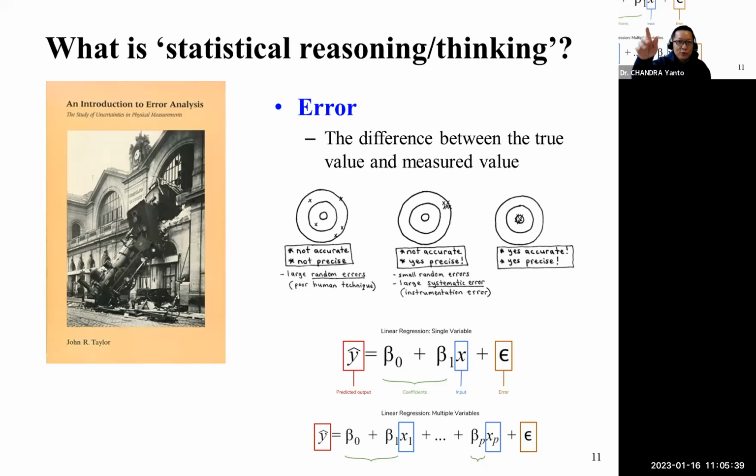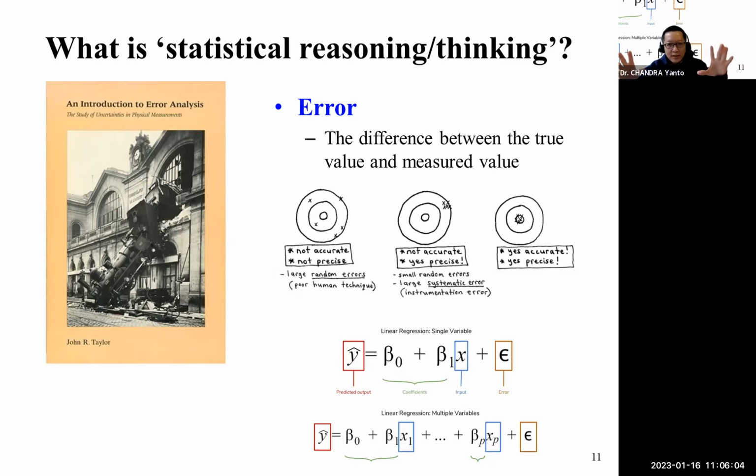So how many of you have gone to a bar where you play darts, where you throw the dart at the board, right? When some of you throw the dart, your dart will go everywhere. It sticks, but it goes everywhere. So it's not accurate and it's not precise. This is what we call large random error. The error is because you have a poor technique in throwing the dart.